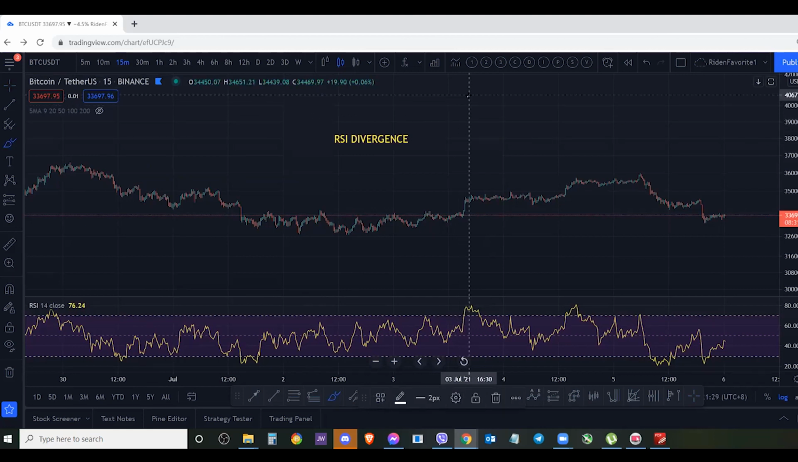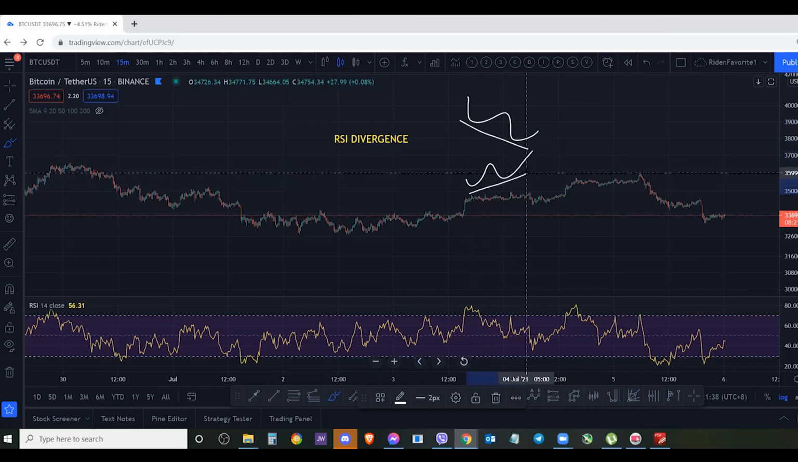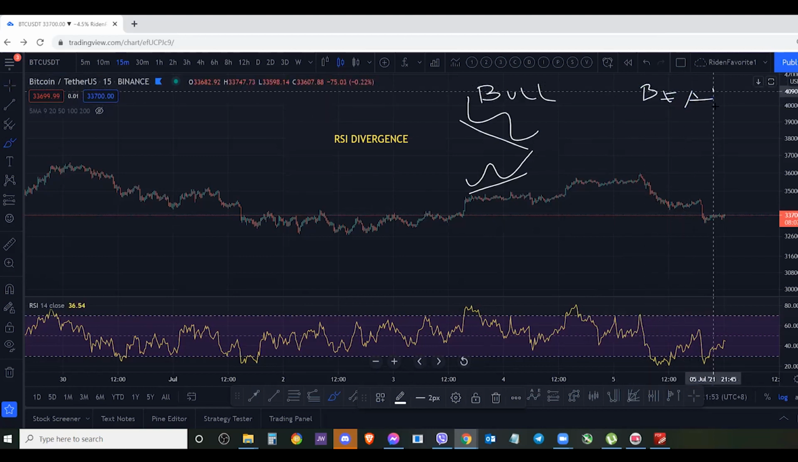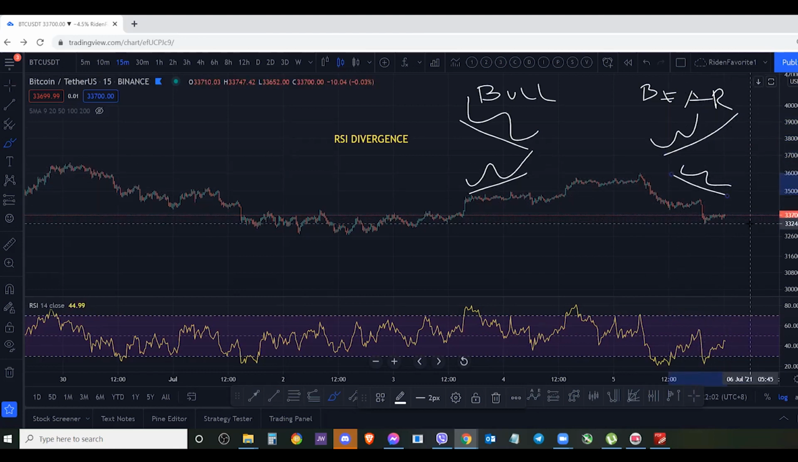you see the price action going down like this one, okay, and the RSI will be in this scenario, so it goes up. This is the bullish divergence. In a bearish divergence, this is the other way around. The price goes up, and the RSI goes down.